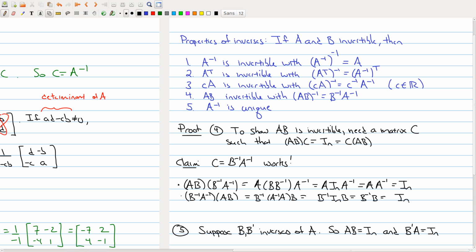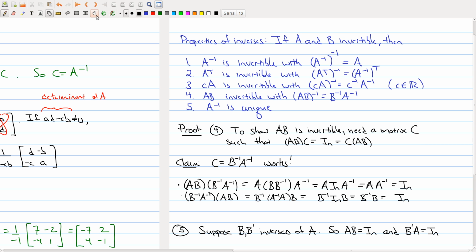Sometimes this is called the sock and shoe property. So think about this. Think about matrix B as first putting on your socks, and then you're putting on your shoes. But now you want to reverse that process. Well, how do you reverse the process? You first have to take off your shoes, and then you have to take off your socks. So that's why it's sometimes called the socks and shoe property. You have to reverse the order in which you do those two things.